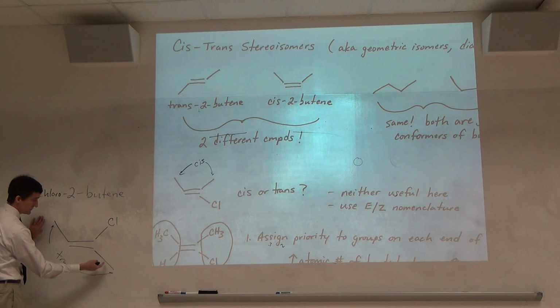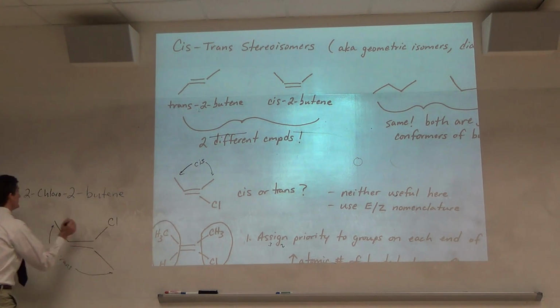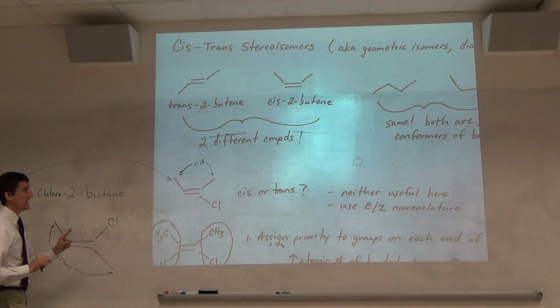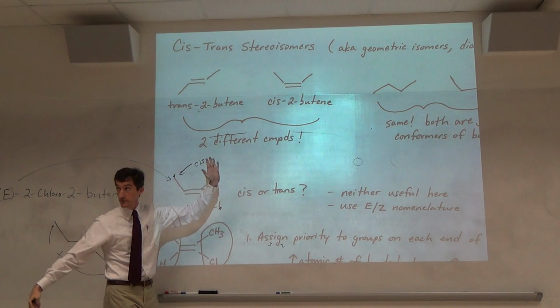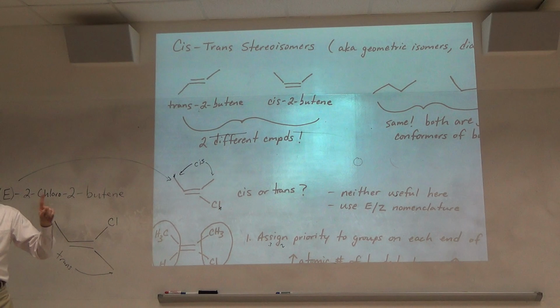Isn't this 2-chloro-2-butene? But this one is what? E. Put an E in the front, sometimes it's in parentheses. E is where the high priority groups are trans. Here's how I remember E. E is a vowel, and it's where the high priority groups are trans, but also known as opposite. And opposite starts with a vowel. So E is a vowel, opposite starts with a vowel.